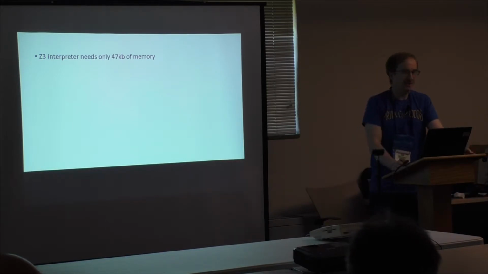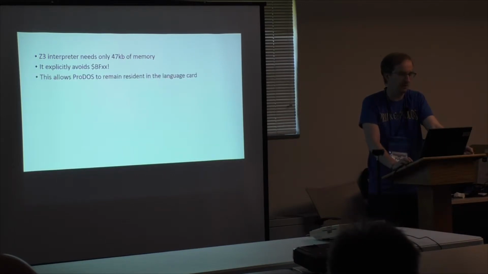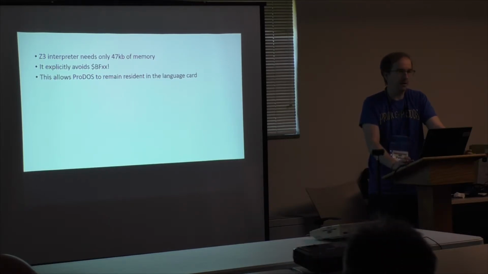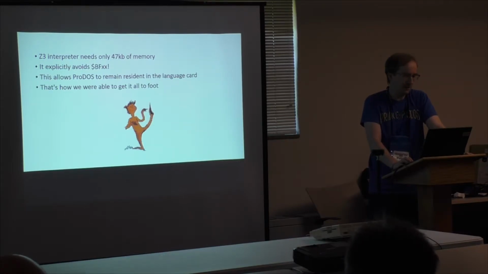All right, so the Z3 interpreter uses a maximum of 47 kilobytes of memory. If there's less memory, it uses less, but if there's 48K, it will use only 47 kilobytes. And it explicitly avoids the BF page, which is perfect for us because it allows ProDOS to stay active in memory. We don't have to do any fancy swapping of the global page. And that other 1 kilobyte is the exact size of the ProDOS file buffer. So we can just call directly into the ProDOS MLI and we have a file access for free. That's how we're able to get it all to fit.